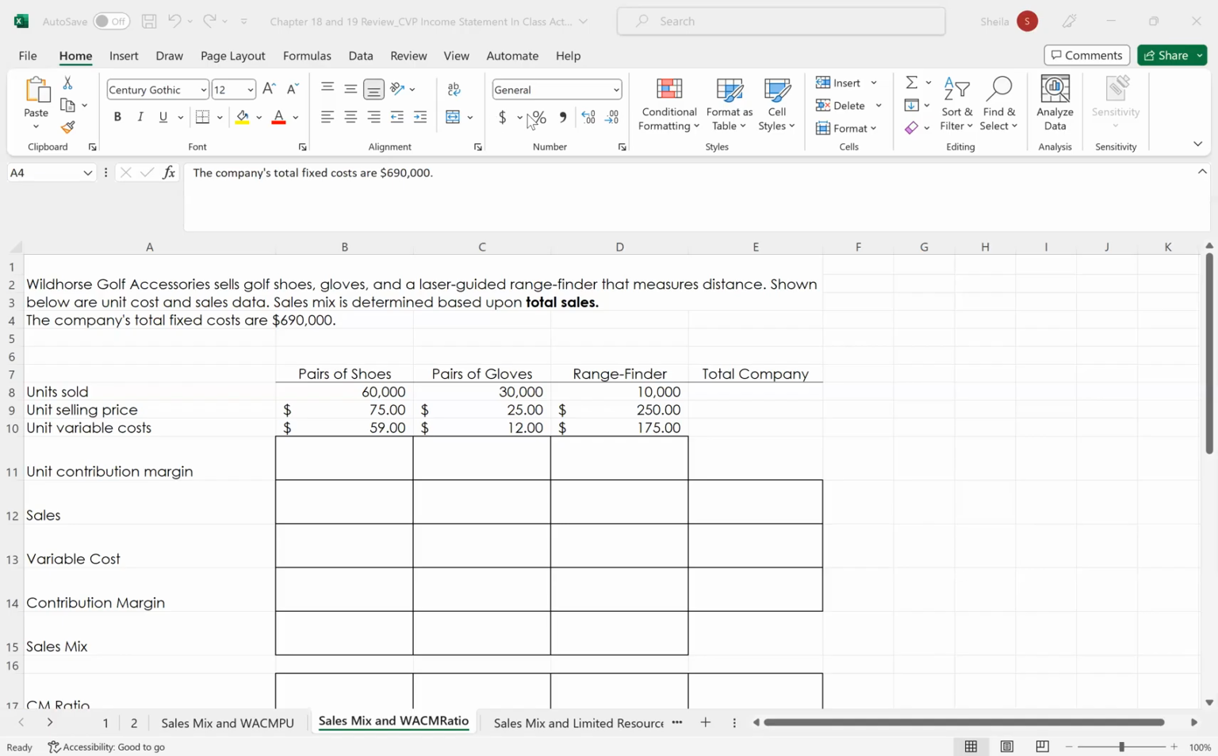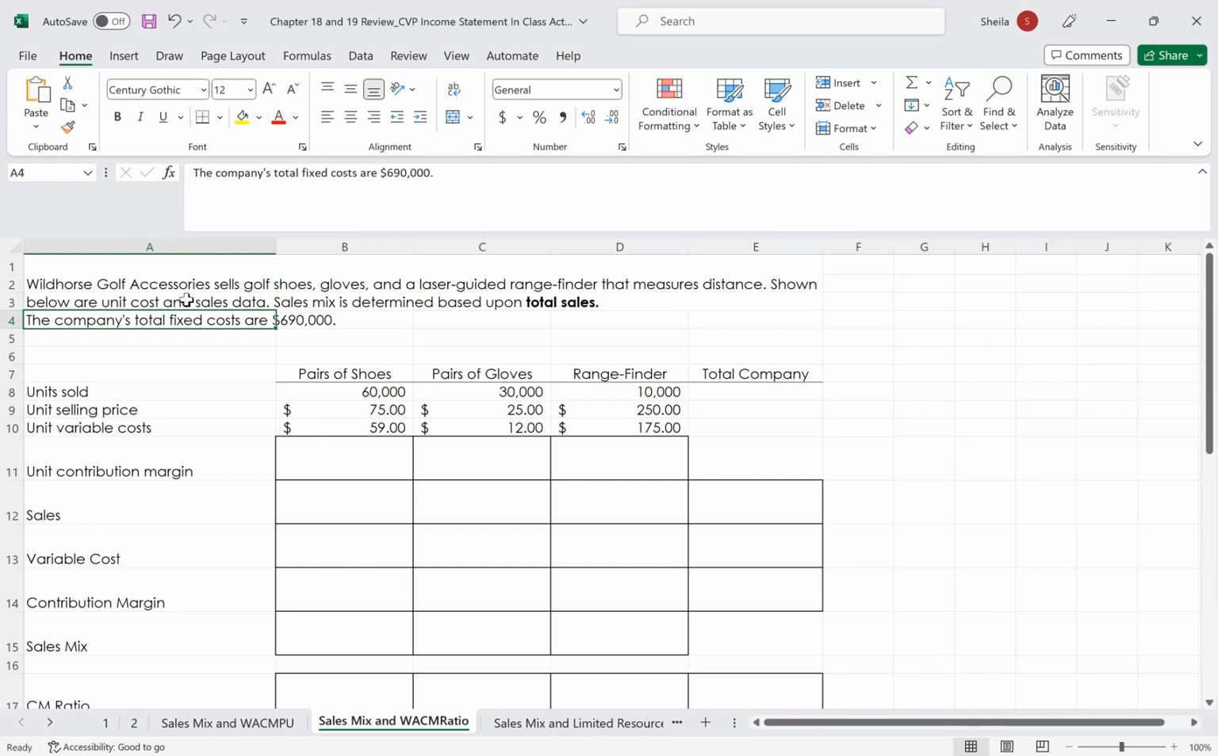So now we are going to look at the sales mix when we consider total sales dollars. So remember, based on the prior video, when we did the sales mix based on units, that was maybe for a company or industry where they don't have a lot of volume. Okay, we move to total sales when we're talking about a company that has a lot of volume.